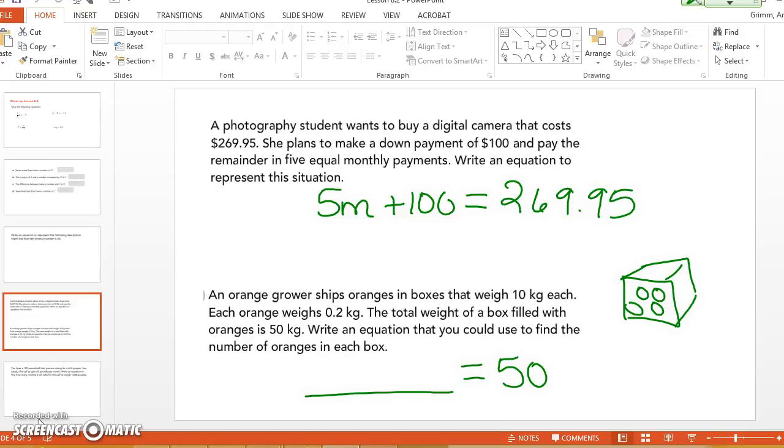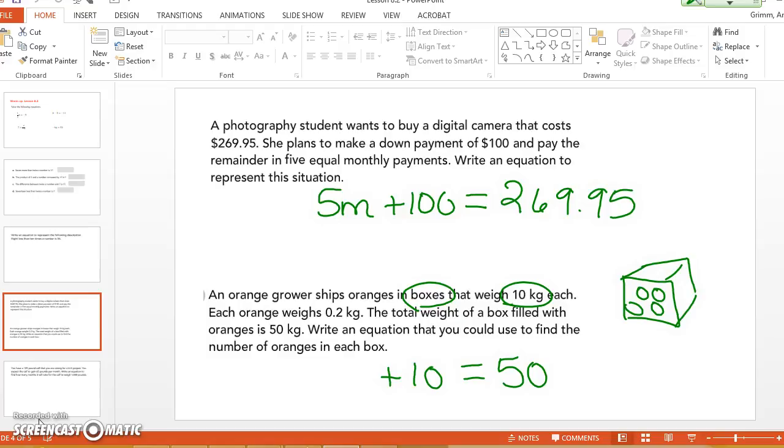Daniel. You do 10 times. Okay, what does the 10 stand for? Each box. That would be some heavy oranges, yeah. Each box. That's just the box, right? That's just the box. So am I going to be multiplying that by anything? No. So that would be like plus 10 because I have to add the weight of just the box.